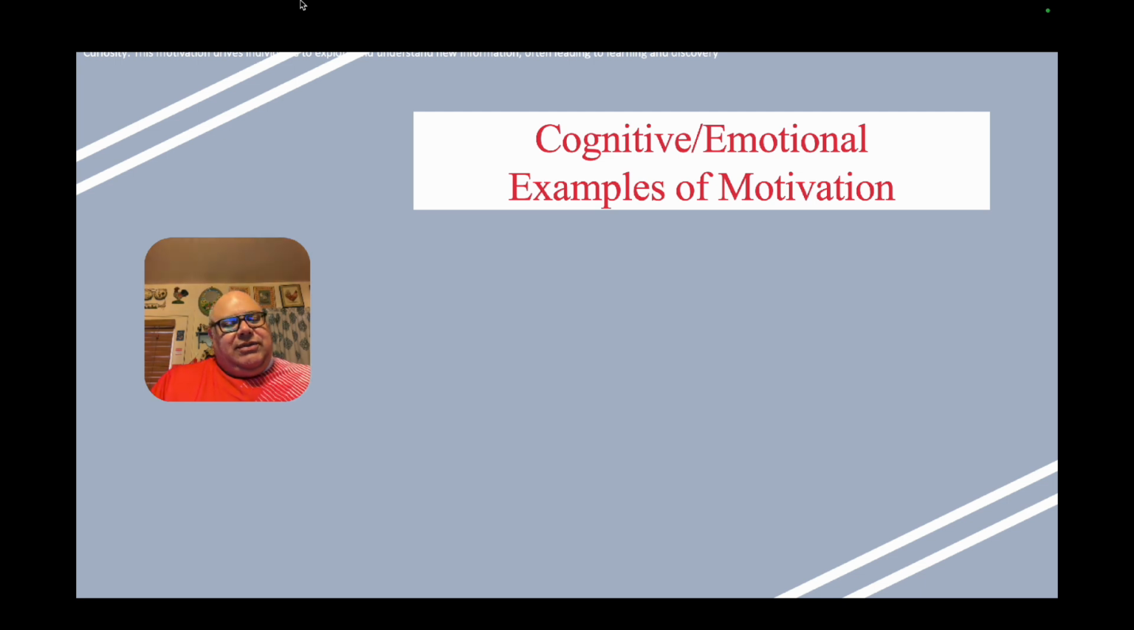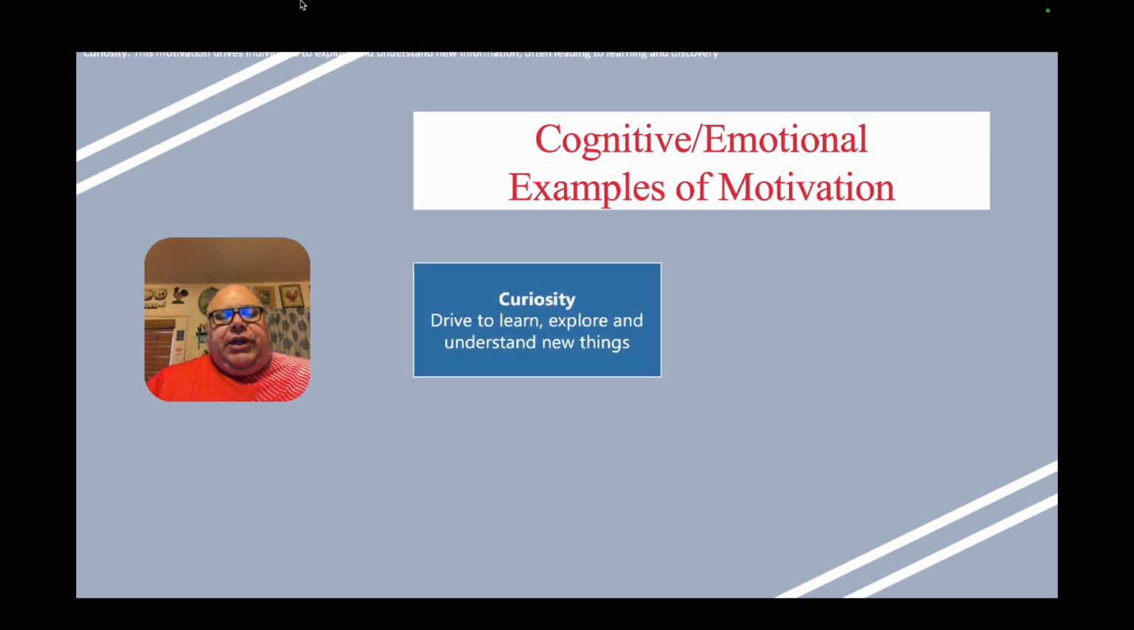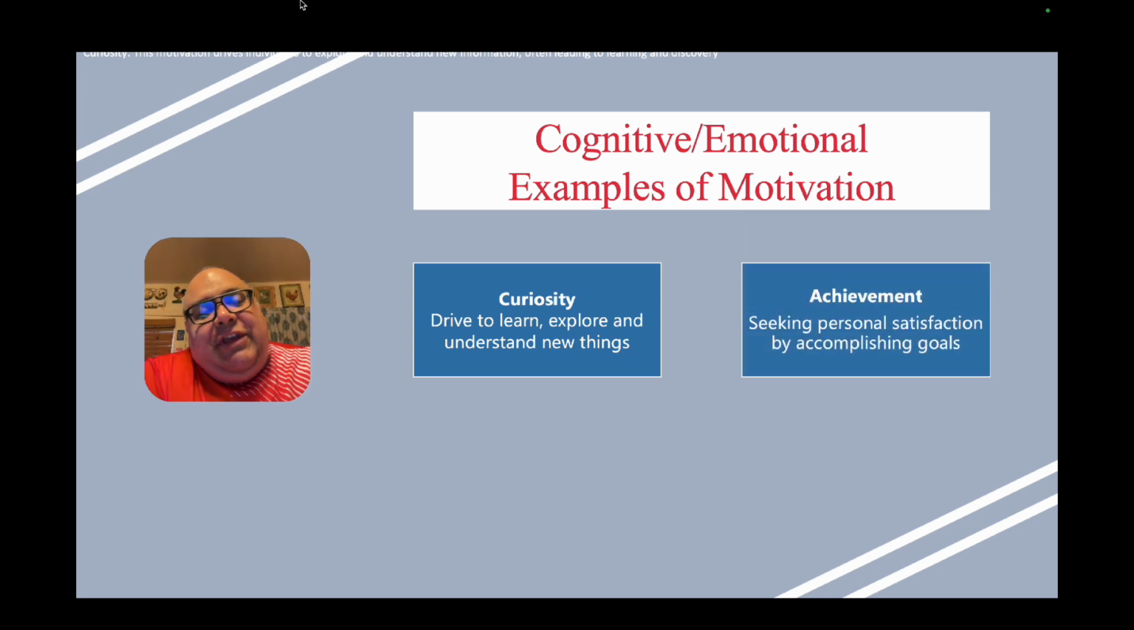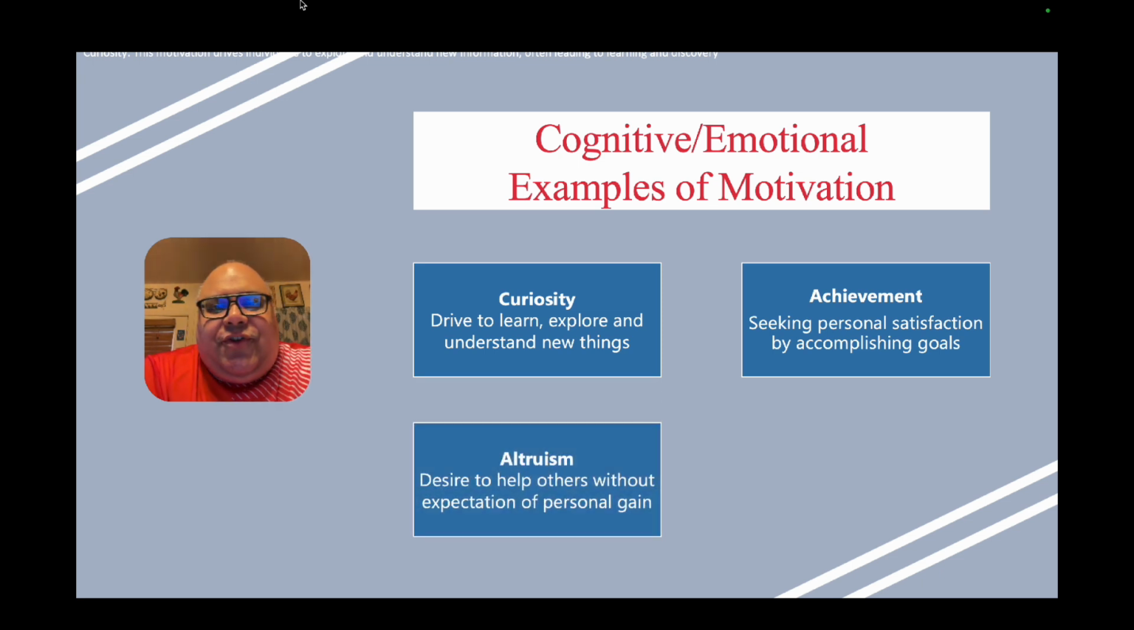Some cognitive and emotional examples of motivation: curiosity, the drive to learn, explore, understand new things; achievement, trying to find personal satisfaction by accomplishing goals that we have set for ourselves; altruism, when we have a desire to help other people without necessarily expecting anything in return, or getting anything out of the situation, or whatever the behavior is. We just do it because we feel good helping someone who may need help.